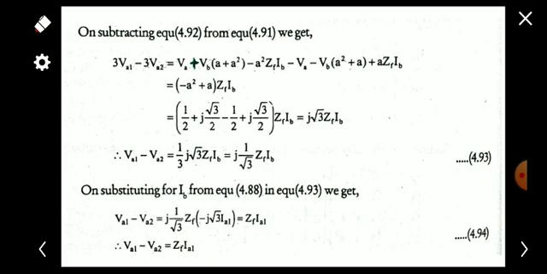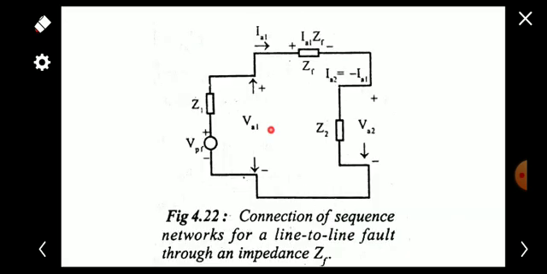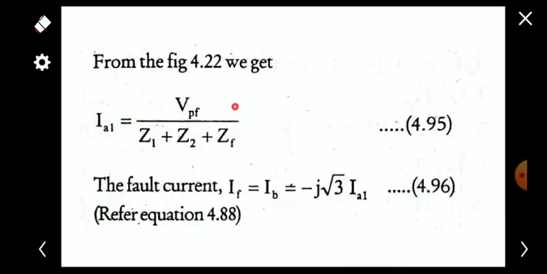So the equivalent circuit of the power system under line to line fault can be drawn like this. VA1 and VA2 are connected in parallel, and a component ZF is in between. Of course IA1 is equal to minus IA2. We assume IA1 is flowing here, so IA2 will be minus IA1. This is the equivalent representation of our circuit, and from this circuit we can write the equation for IA1: IA1 will be equal to VPF divided by all the impedances, that is Z1 plus ZF plus Z2.